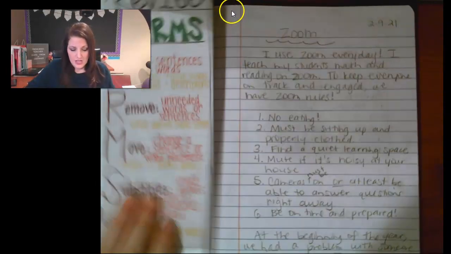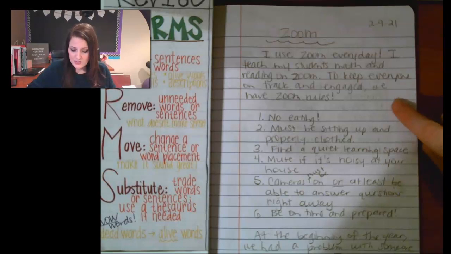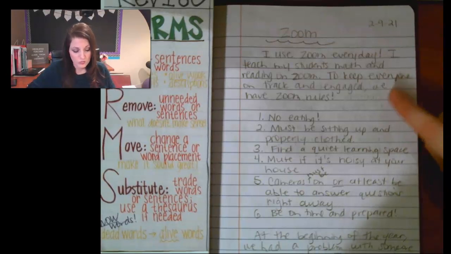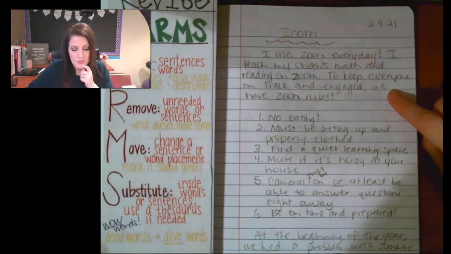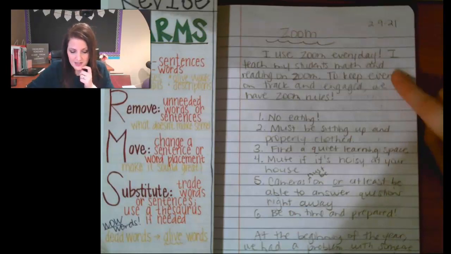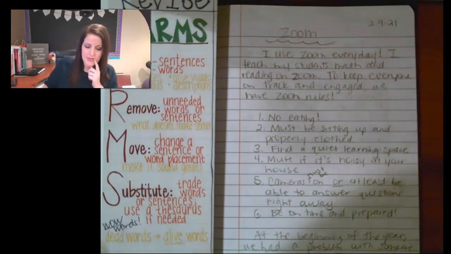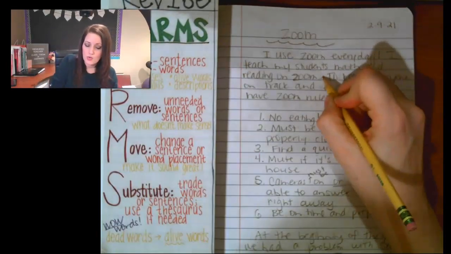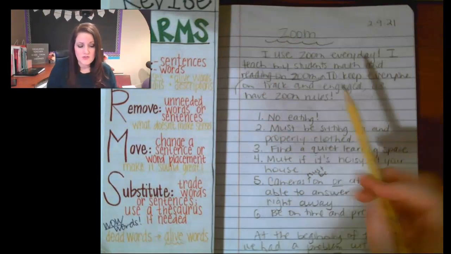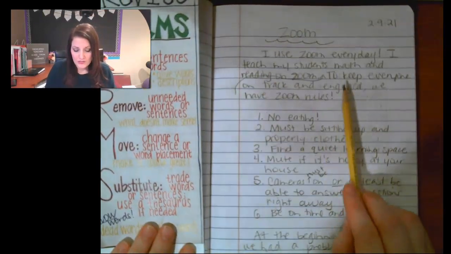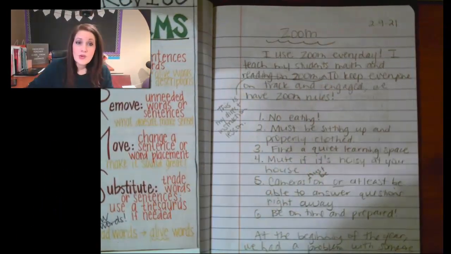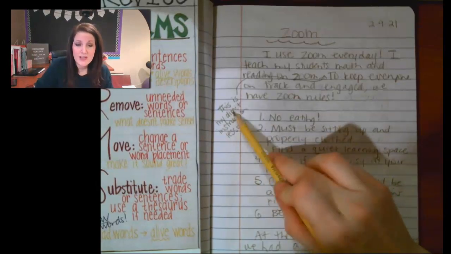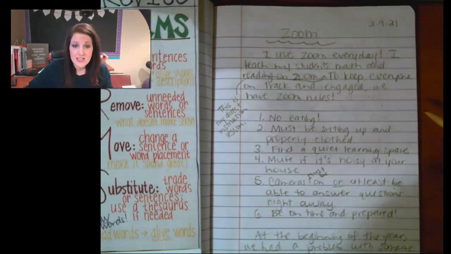So here we go. I use Zoom every day. I teach my students math and reading on Zoom. To keep everyone on track and engaged, we have Zoom rules. All right, so I don't feel like I need to add anything there. Maybe I do. Maybe I do need to add another sentence. Maybe I need to add into Zoom why I do it on Zoom and not record a video. So I'm going to add in a sentence. If you need to add something and there wasn't room here for another sentence, I can do an arrow and then add it in. So let me add a sentence there. Okay, so the sentence I added is, this is my direct instruction lesson. To keep everyone on track and engaged, we have Zoom rules.